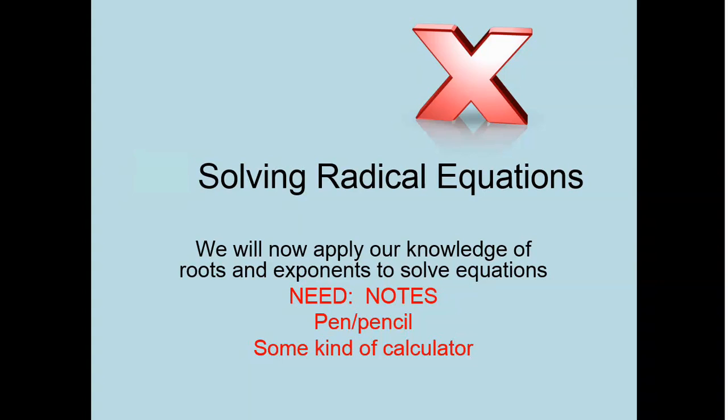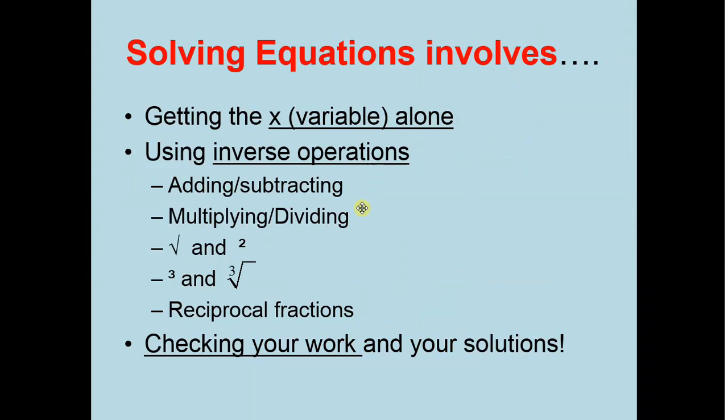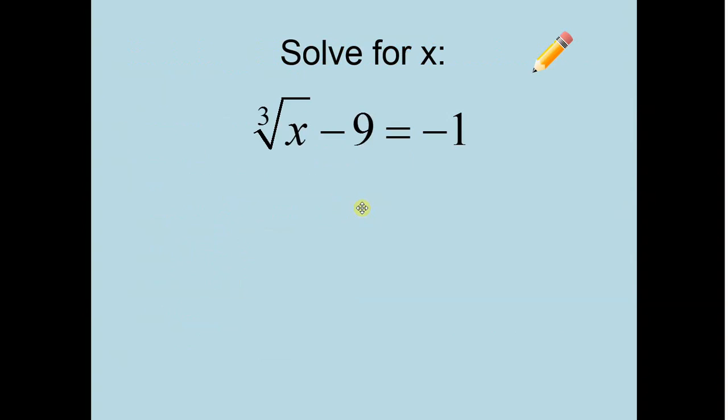Some things you're going to need: notes, a pen or a pencil, and some kind of calculator that you can use. Solving equations involves getting the variable alone, usually an x, using inverse operations. We've used adding and subtracting, multiplying and dividing. We've done square roots and squareds. We're also going to do cubes and cube roots today, and using reciprocal fractions. Then checking your work and your solutions, making sure they both work in there.